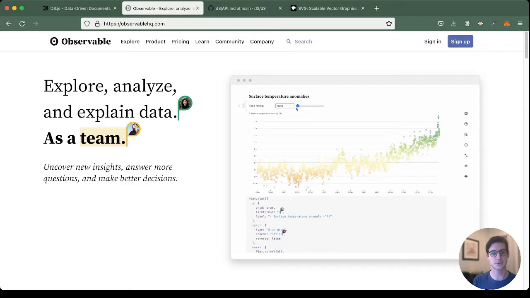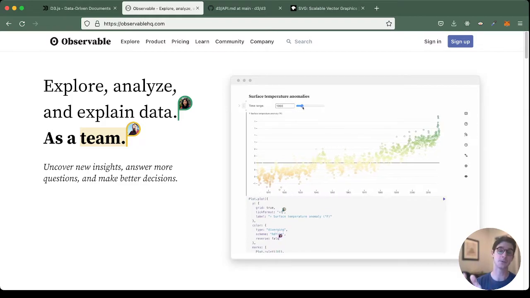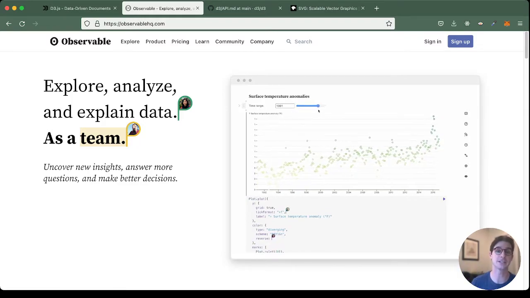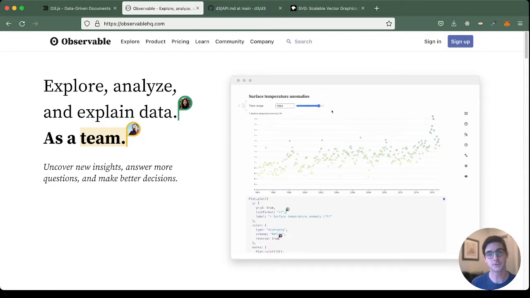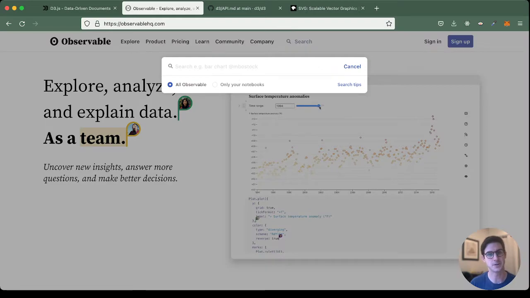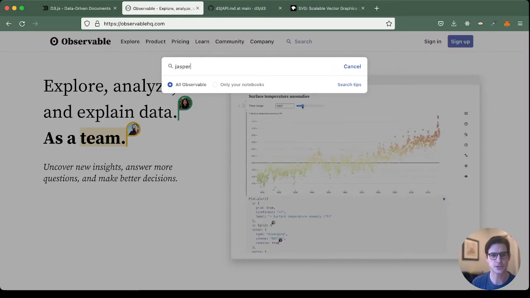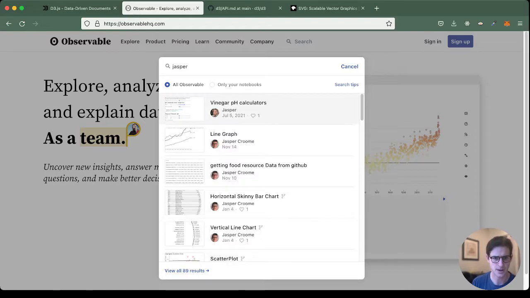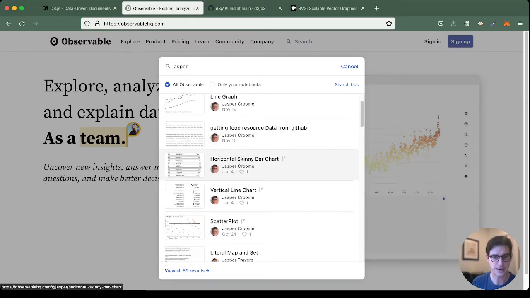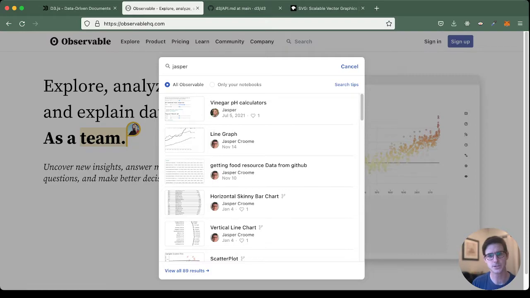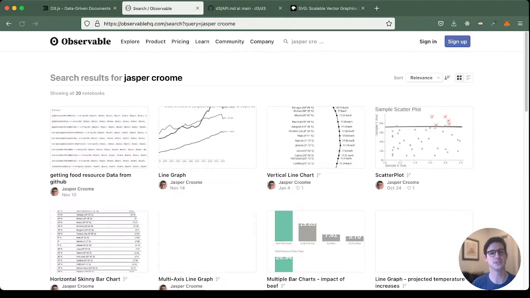So this is Observable. To sign up or sign in, you can see the call to action there in the corner. I've already got an account, so I can't walk you through the signup process because it's smart enough to say, oh, this is Jasper. But what I can do is direct you to the starter graph. And this is what we'll be using to start all of our charts, at least to start.